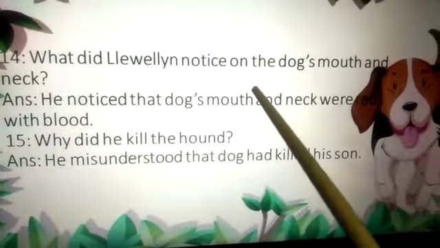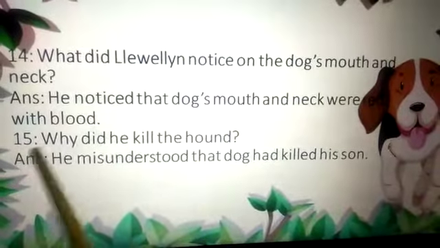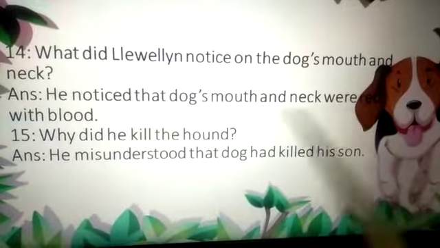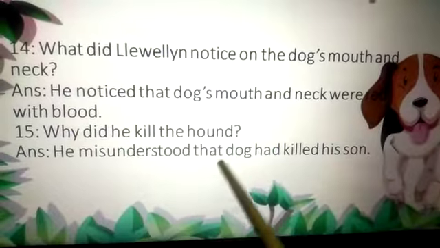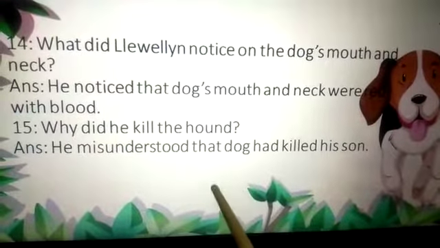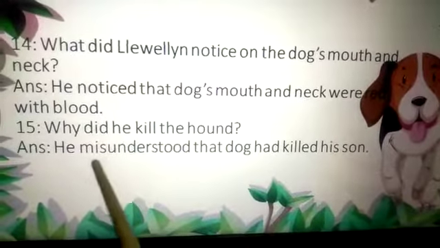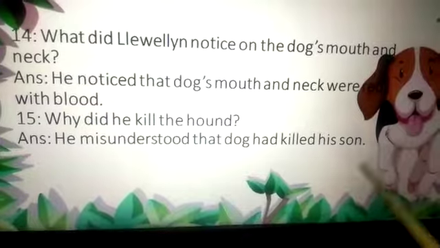What did Llewellyn notice on the dog's mouth and neck? He noticed that the dog's mouth and neck were red with blood. Obviously, he had a great fight. That's why the dog's mouth and neck were red with blood, and it was the wolf's blood. Why did he kill the hound? He misunderstood that the dog had killed his son.